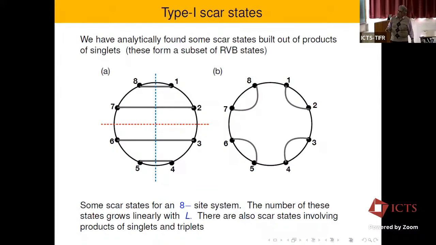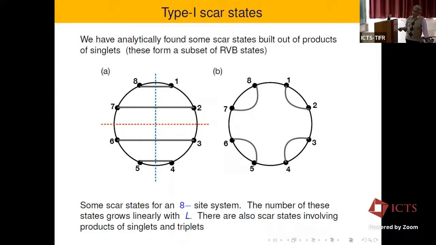It turns out that we were analytically able to find some scar states exactly, and this is really quite amazing. We never expected something like this to happen. You take a system, let's say 8 sites, then you form singlets between pairs of sites as shown here. And you can show that these are type 1 states. They are zero energy eigenstates of both parts of the Hamiltonian simultaneously.